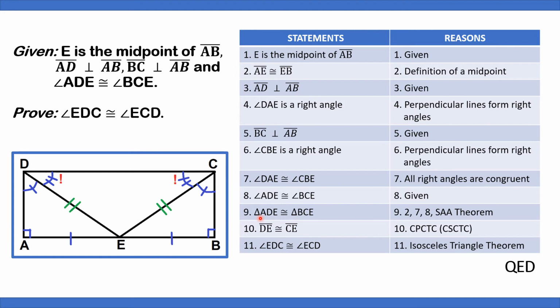Statement 9. Triangle ADE is congruent to triangle BCE by SAA theorem, considering statements 2, 7, and 8. Statement 10. Line segment DE is congruent to line segment CE by CPCTC or CSCTC. Statement 11, our conclusion, angle ADC is congruent to angle ACD by the isosceles triangle theorem. QED.